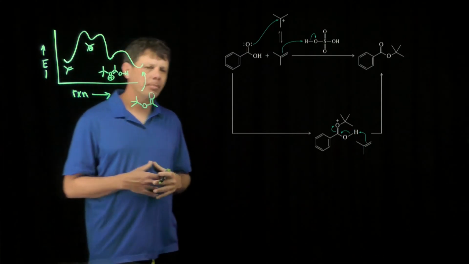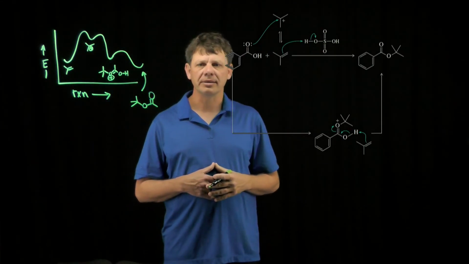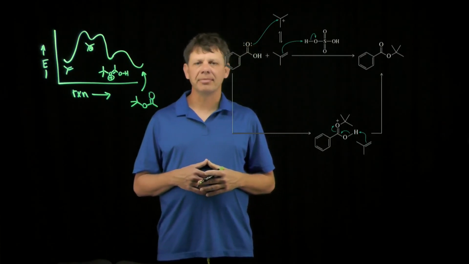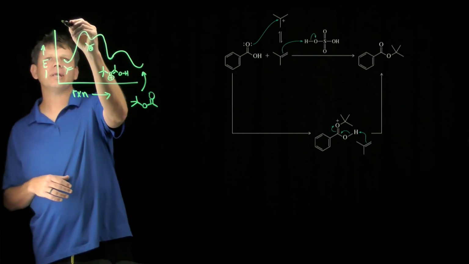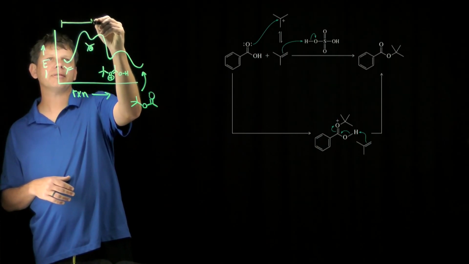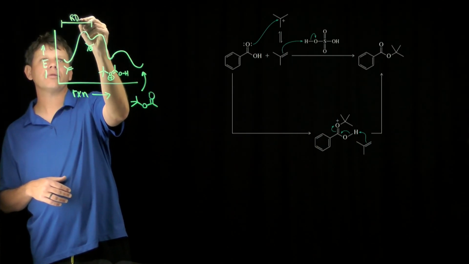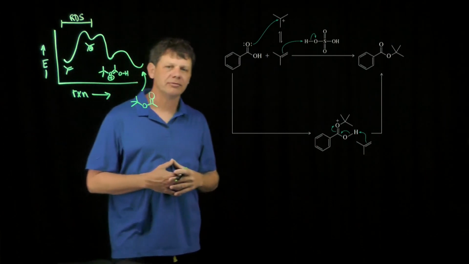Now, when the second part of this question asks us which is the rate determining step, it's going to be the step that has the highest activation energy, and so that is step 1. Protonating the alkene is probably the slow and therefore the rate determining step in this reaction.